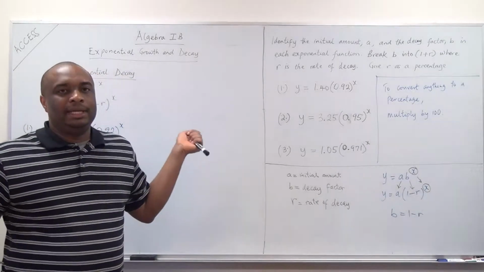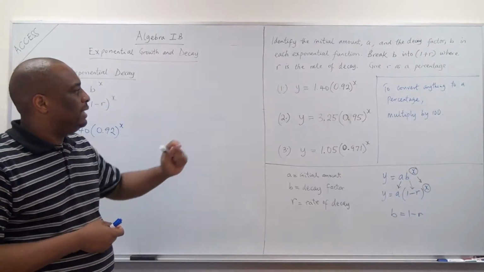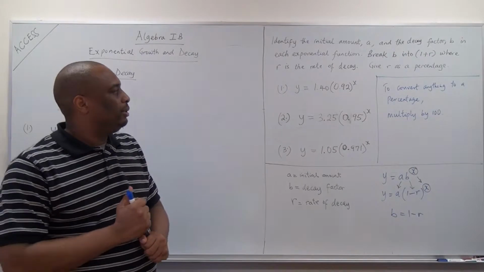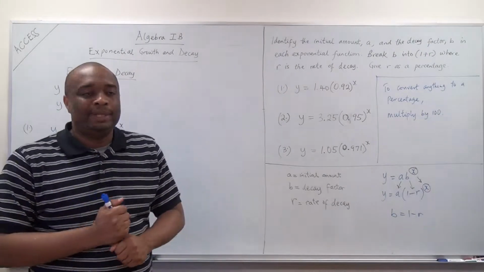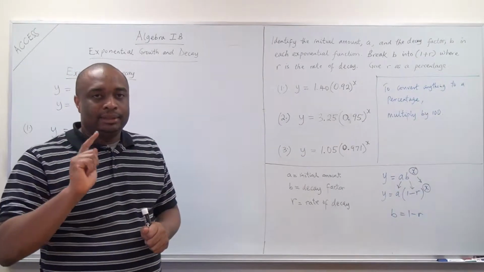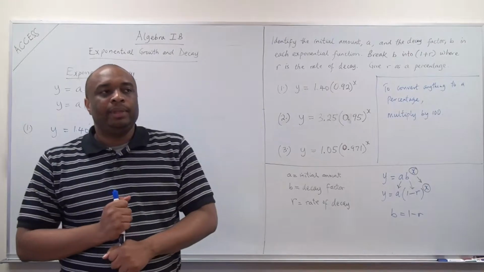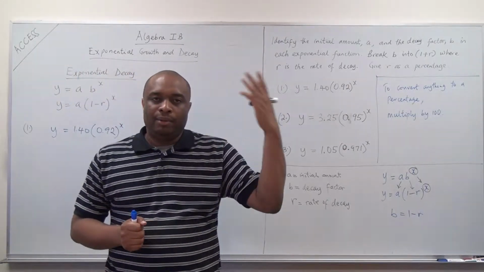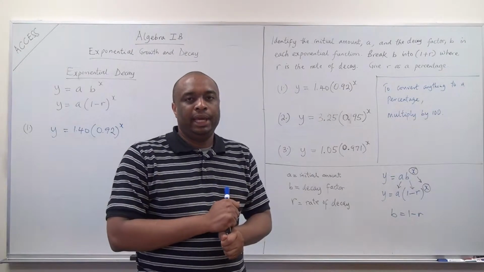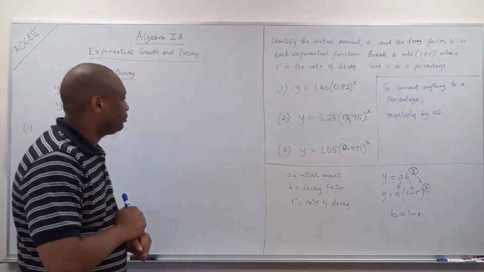Every other thing remains the same. You still compare, you use the same principle. And of course, if you want to convert anything to a percentage, you multiply by 100. Two things change here: the decay factor and then R, the rate of decay. In exponential growth, our R was the rate of growth. But in exponential decay, our R becomes the rate of decay.